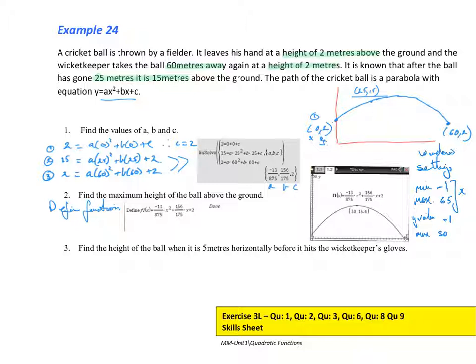Then to find the maximum height, we go to analyse the graph, we find the maximum, and we can see straight away that the maximum height is 15.4 metres. Okay? Now the last part of the question says find the height of the ball when it is 5 metres horizontally before it hits the wicket keeper's gloves. So we're hitting the wicket keeper's gloves here at 60. So 5 metres before that is at x equal to 55.